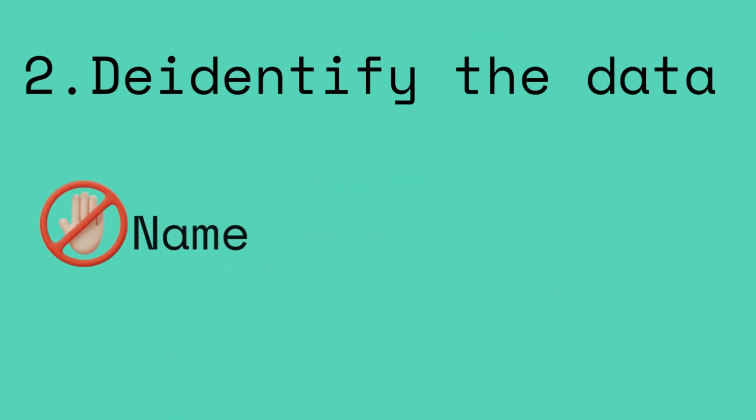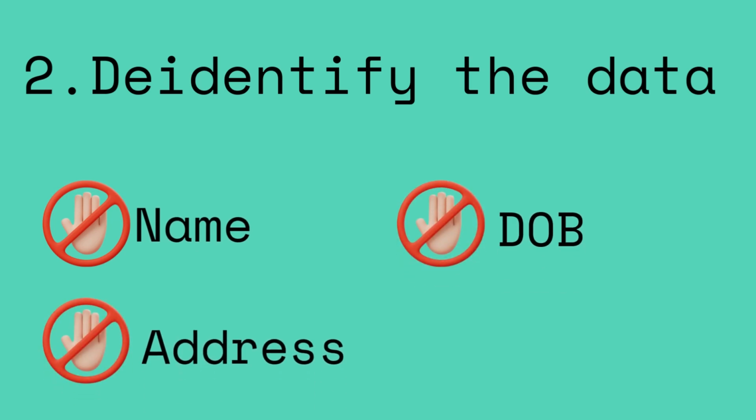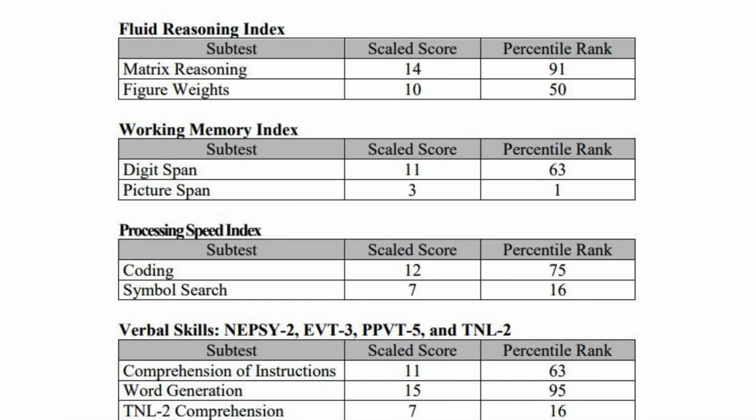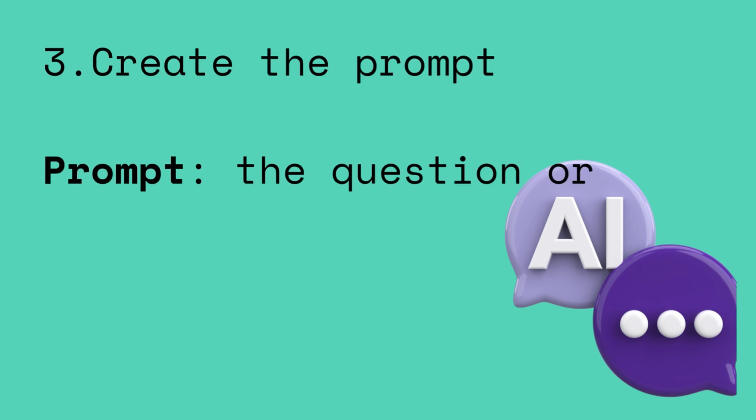Never upload the evaluation documents or any other documents that contain identifiers such as the students' names, date of birth, addresses, or schools. Using the summary tables that are found at the end of evaluations is a good way to protect the student's privacy, since those usually do not include any identifiers.